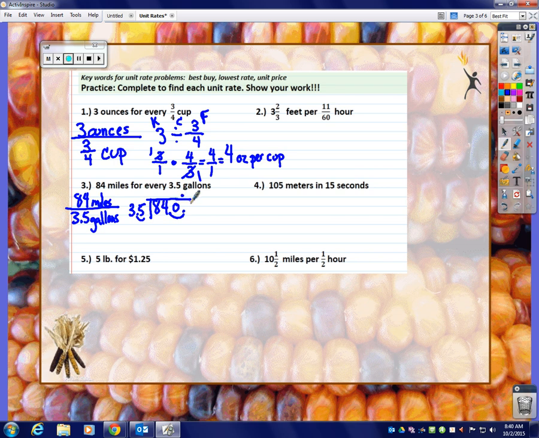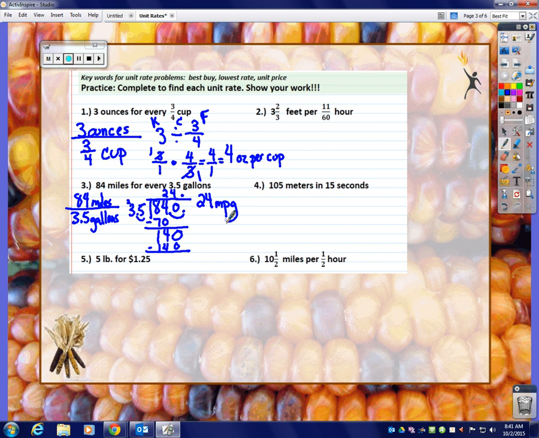35 can go into 84 2 times. 35 times 2 is 70. I subtract. I get 140. And then 35 can go into 140 4 times. 4 times 5 is 20. 4 times 3 is 12, 13, 14. So I'm going to get 24 miles per gallon.